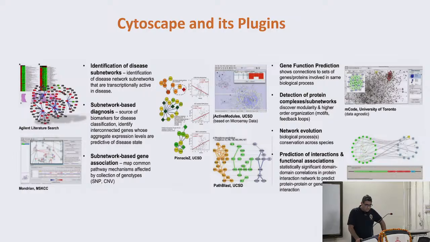Then coming to gene network function prediction, you can make the connections using the different proteins which are involved in the network and how they are expressed. Then detection of protein complexes and subnetworks. As I told you, there are subnetworks also which play a role in the final network and nodes. You can also see that by seeing the feedback loops and motifs. Then network evolution, how the network evolved from one level to another level. Here you can understand the biological processes. Then prediction of interactions and functional association can also be done.